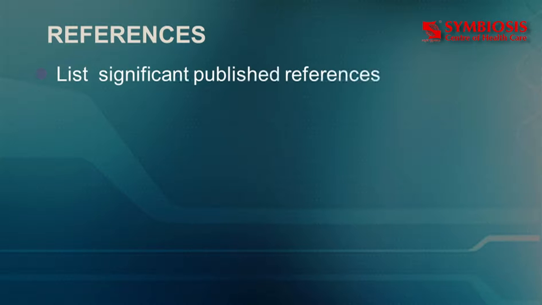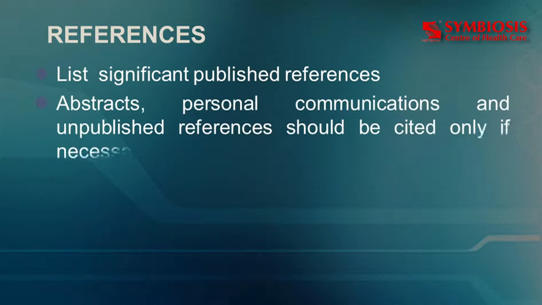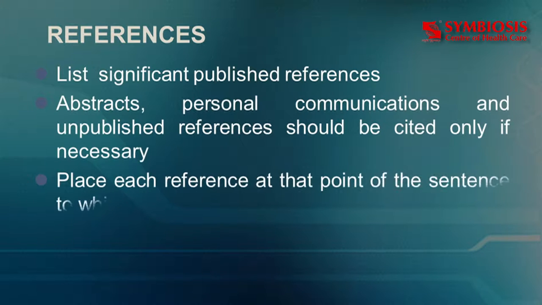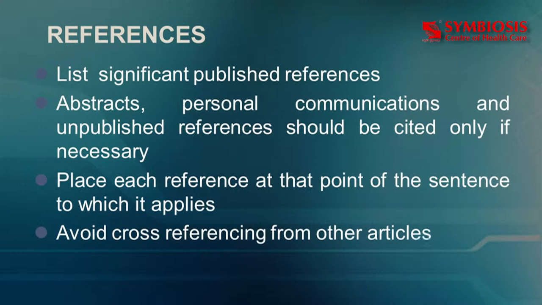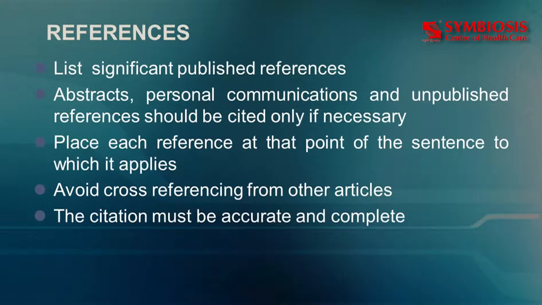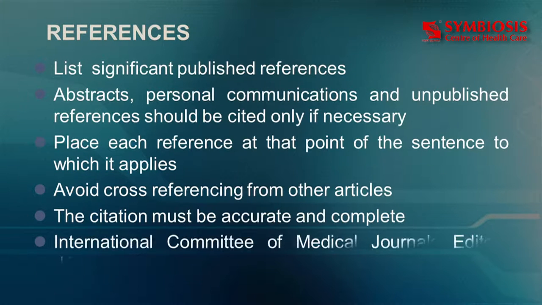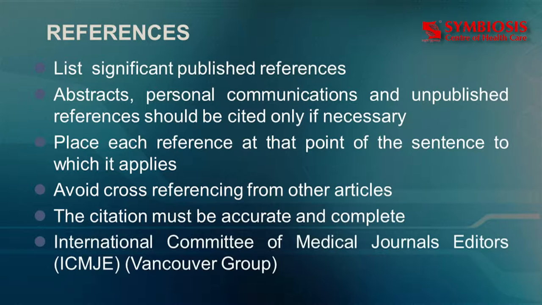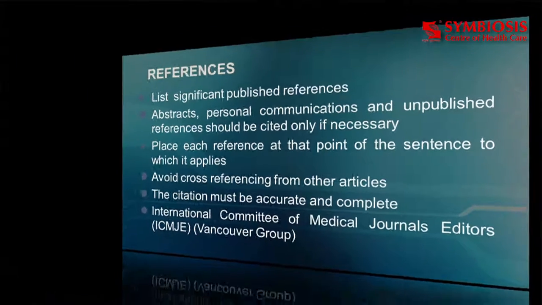List significant published references. If you have abstracts, personal communications and unpublished references, they should be cited only if necessary. Place each reference at the end of the sentence to which it applies. Avoid cross-referencing from other articles. The citation must be accurate when you put the reference there, and complete.